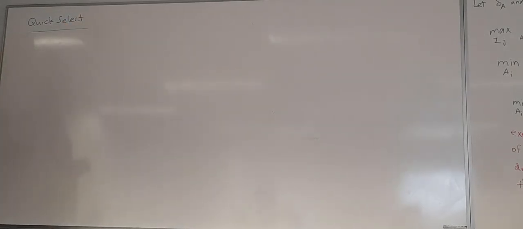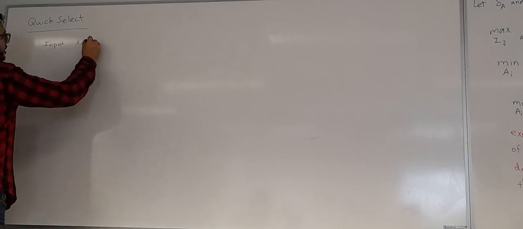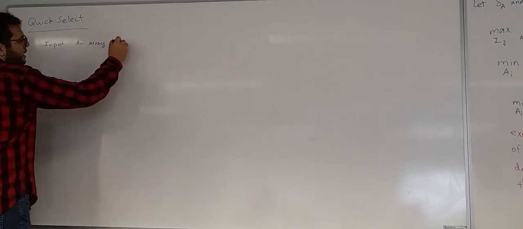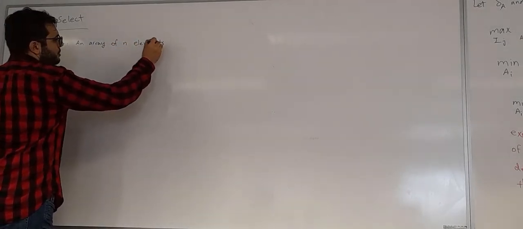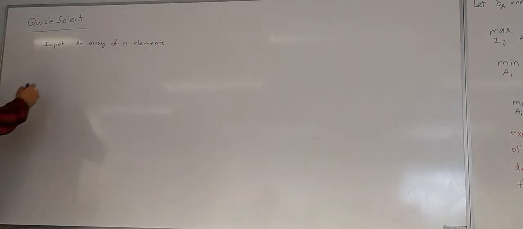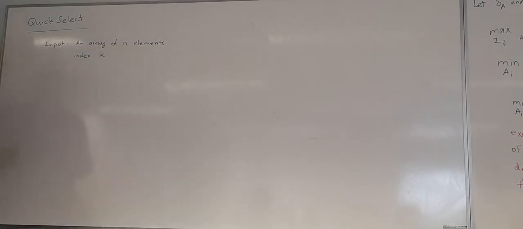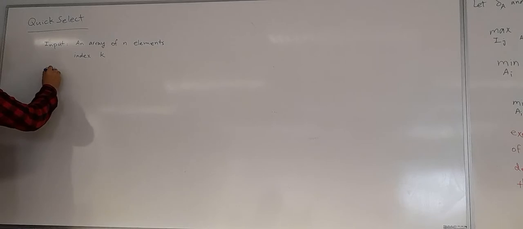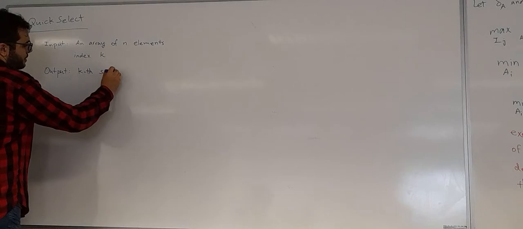This problem is that you're given an array, and this array has n elements. So the input is an array of n elements. And let's just assume that we can always compare these elements. So just assume that these elements are small integers. I can compare them. And I also give you some index k. And what I ask you is to give me the k smallest element in this array. Okay. So the output you should give me is the k smallest element.